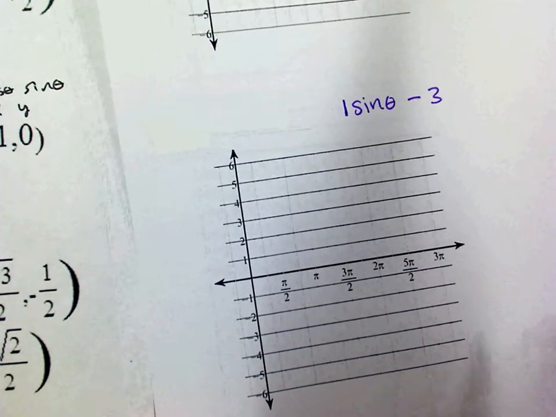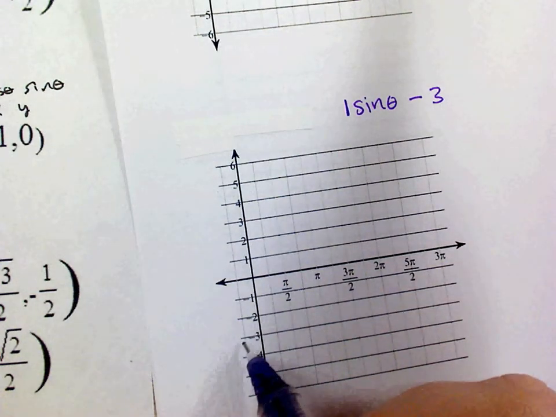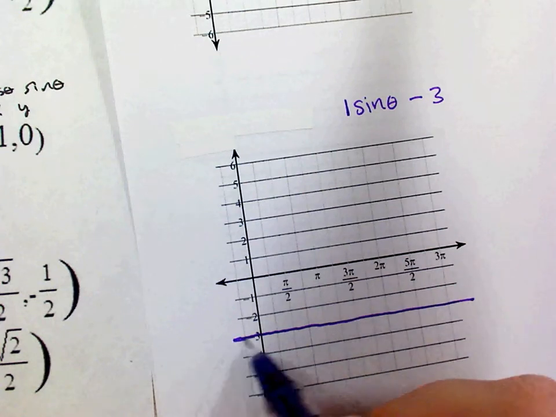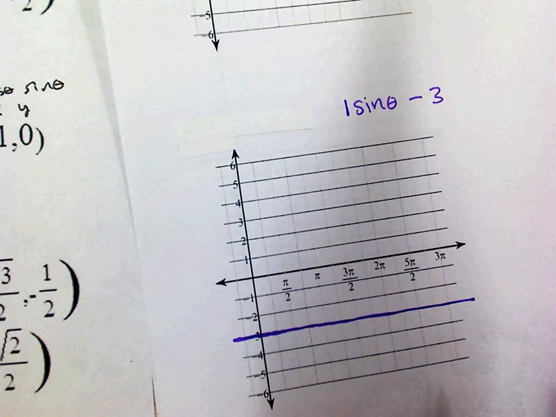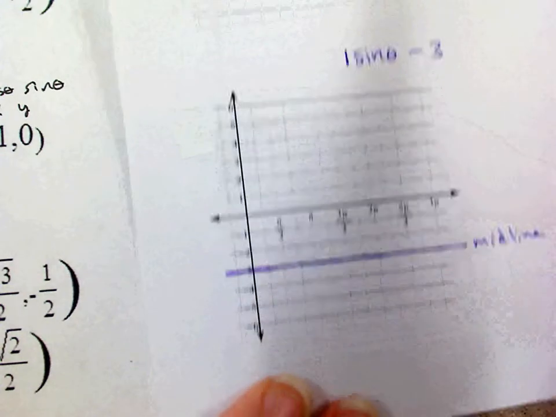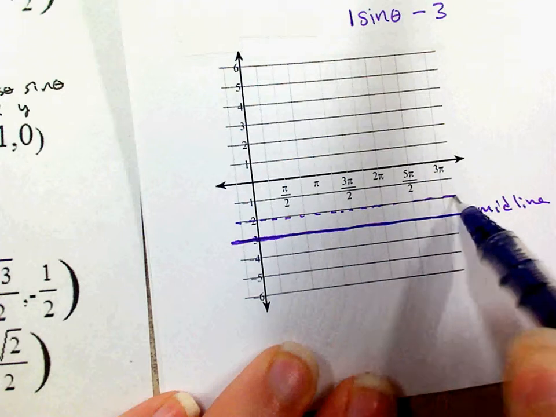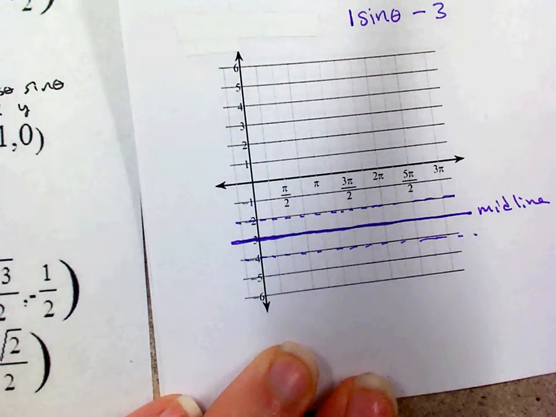And this is what I want you to do. You draw on your x and your y, you go to -3, and you draw a horizontal line. That is your new midline. So that's my midline of my wave. Now sine, in this case, still has an amplitude of 1, so I'm going to draw my amplitude lines, one above and one below the midline.